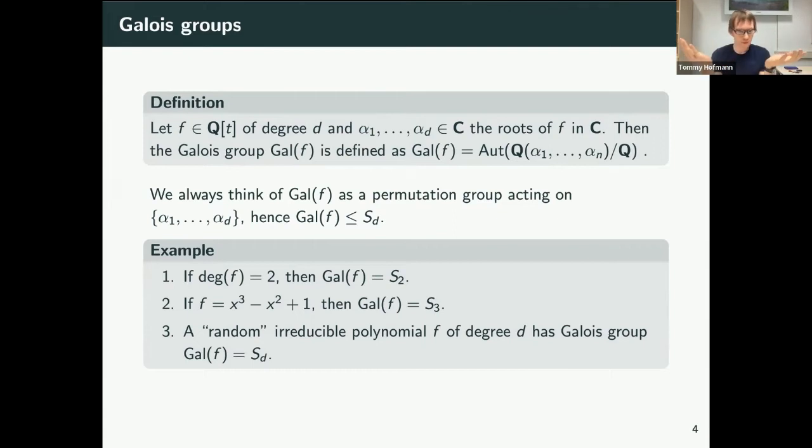So it will permute the roots. This Galois group is always thought of as a permutation group acting on the roots, so we always think of the Galois group as a subgroup of a symmetric group. Here are three examples. In degree 2, you always get the symmetric group on 2 letters, so a finite group of order 2. Here's the smallest example with Galois group S3. And in fact, it's a theorem of van der Waerden that if you take a random irreducible polynomial, it will always have Galois group S_d.